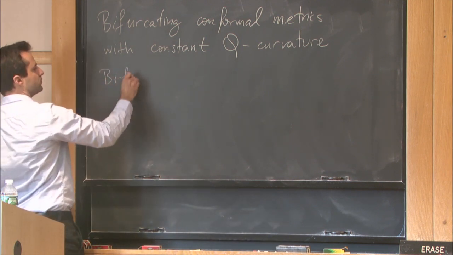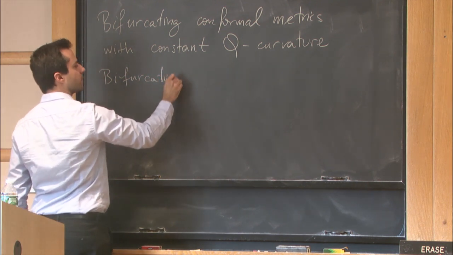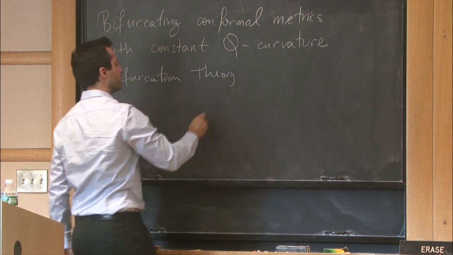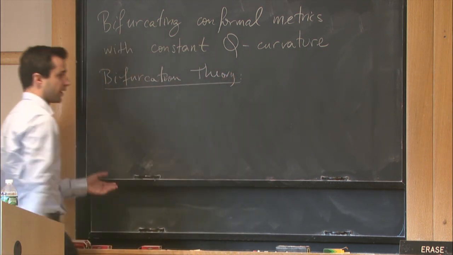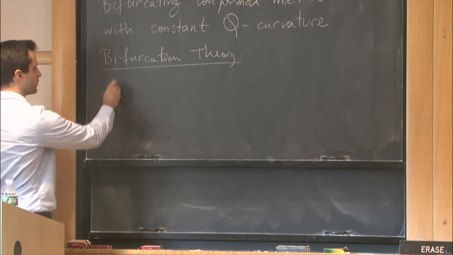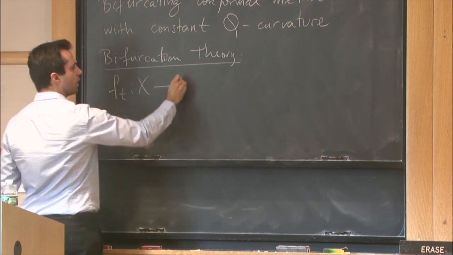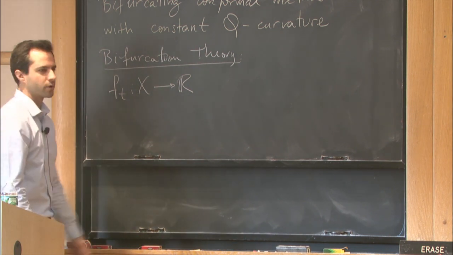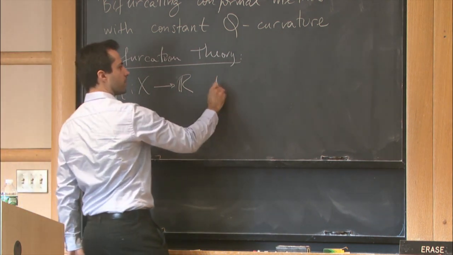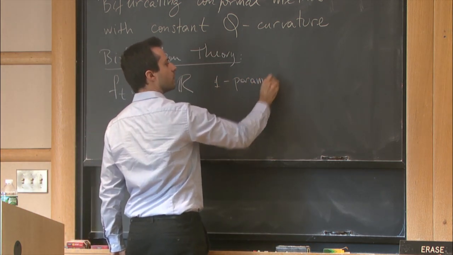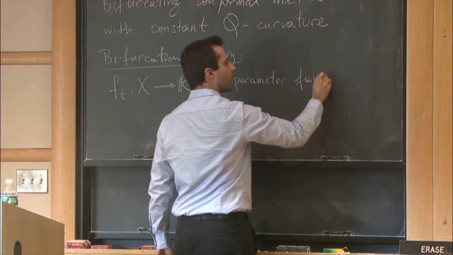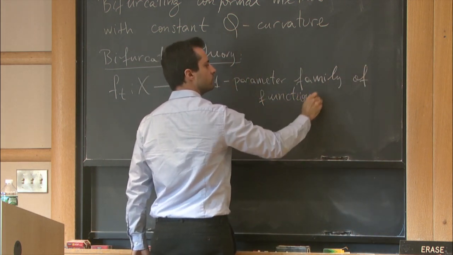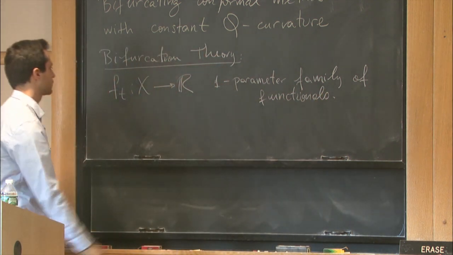So the setting that I want to use for bifurcation theory, and this is like a 5-minute crash course in bifurcation theory, will be the following. We start with a one-parameter family of functionals, which I'll call f_t, from X to R. X is some, perhaps, Hilbert manifold or Hilbert space. And we're interested in critical points of these functionals.